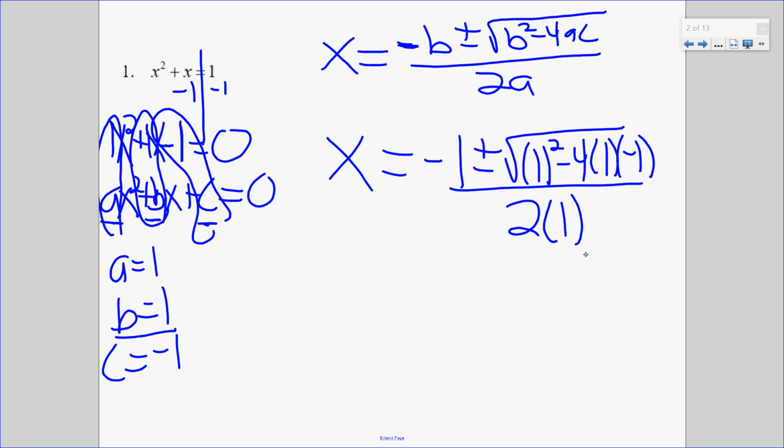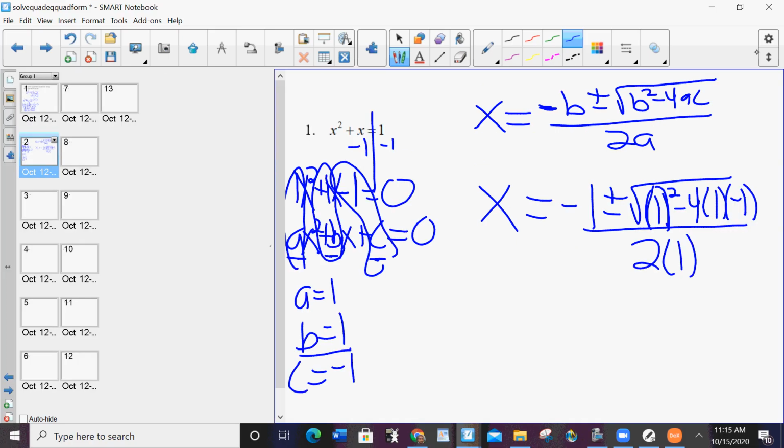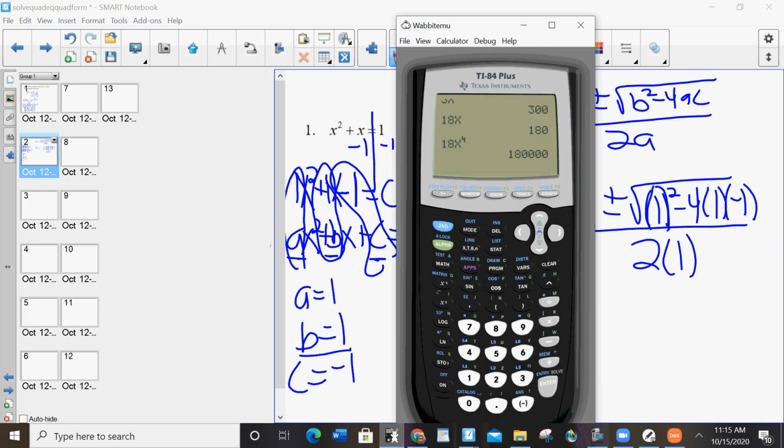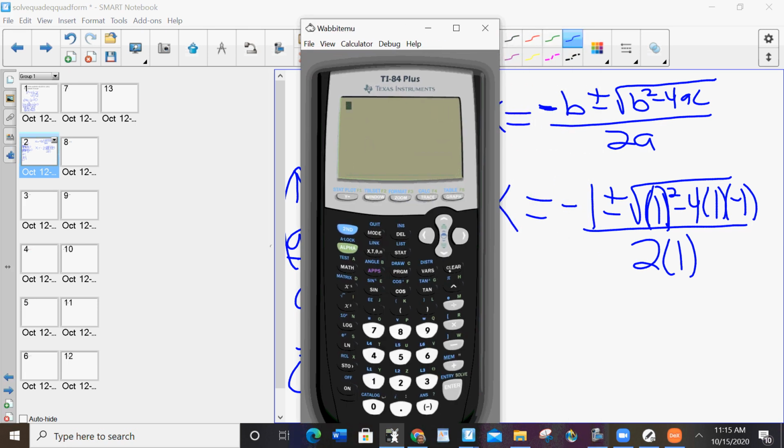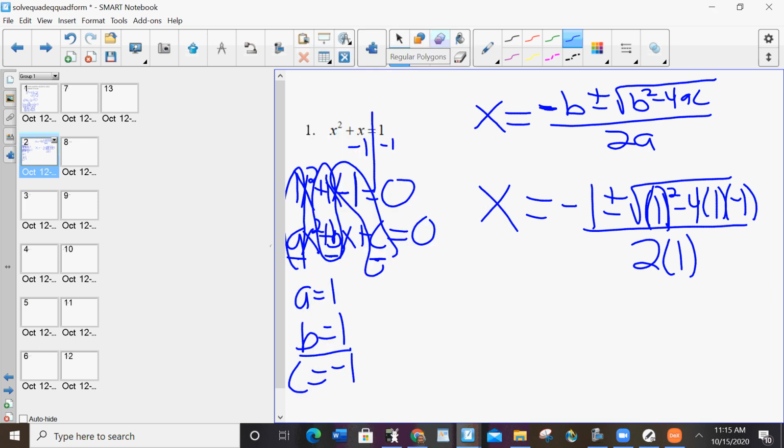Make sure whenever you're substituting something in, you put it in parentheses, especially this b value in here. Now, I want to go to my calculator, and I want to type in what's inside the radical. I don't want to type the radical in, just what's inside the radical. So I'm going to do 1 squared minus 4 times 1 times negative 1, and I get 5. So I get negative 1 plus or minus radical 5 over 2.